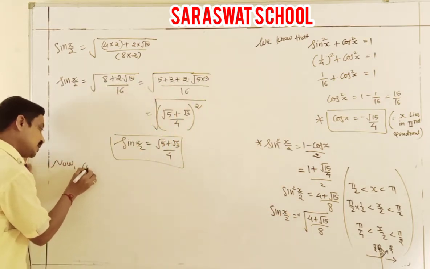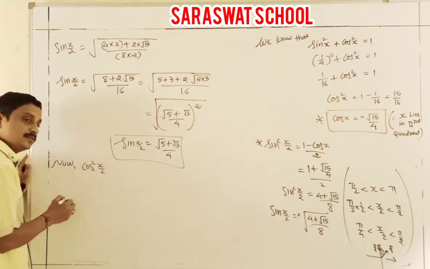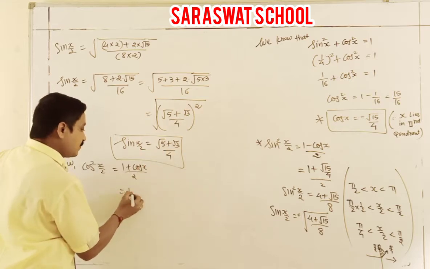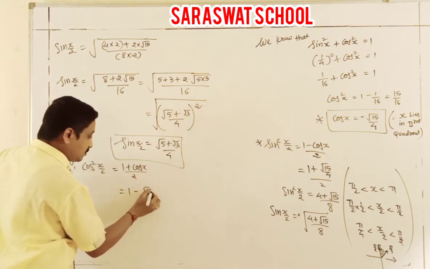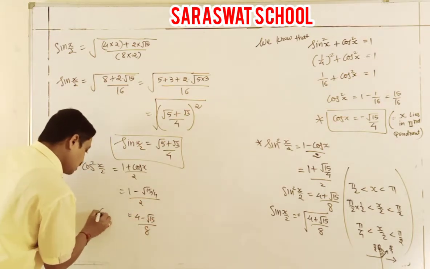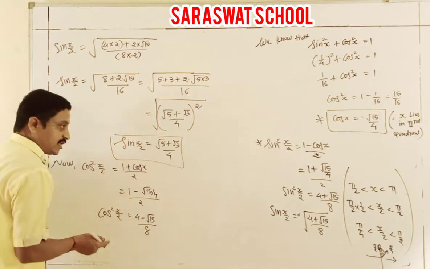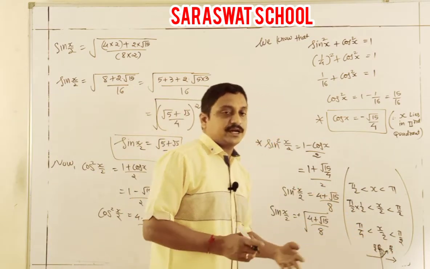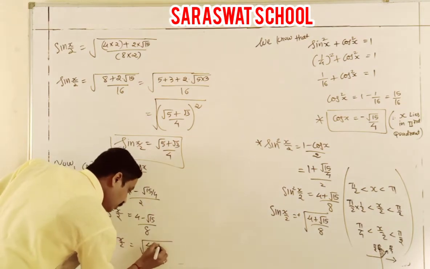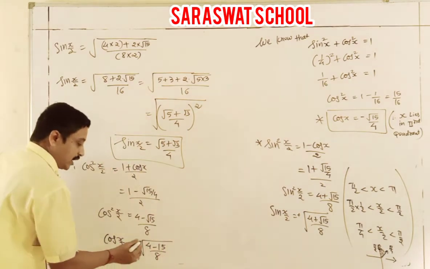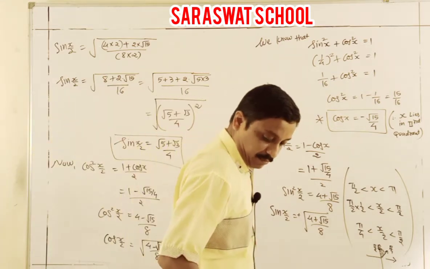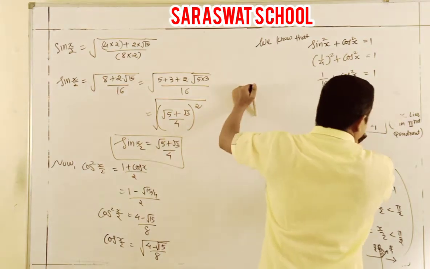Continue to cos square x by 2, which is (1 plus cos x) by 2. Same property. What is cos x? Minus root 15 by 4, by 2. So (4 minus root 15) by 8. Here again the condition I already checked: first quadrant. So directly write cos x by 2 as positive, (4 minus root 15) by 8. And here also students, multiply and divide by 2, and they get the perfect square values.